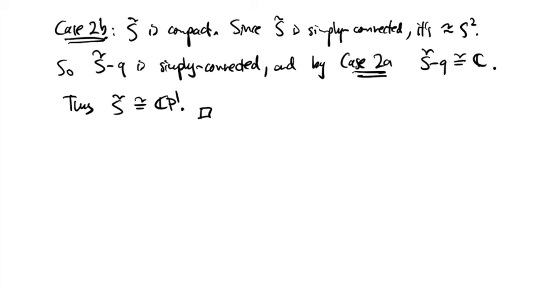Case 2b is that S twiddle is compact. On the other hand, it's simply connected, so we know that it's homeomorphic to the two-sphere by the classification of surfaces. In particular, we can remove another point Q to obtain a simply connected non-compact surface, S twiddle minus Q. By case 2a, we know that S twiddle minus Q is isomorphic to the complex plane, and therefore, putting the point Q back, we deduce that S twiddle is isomorphic to the Riemann sphere. This concludes the proof of the uniformization theorem.